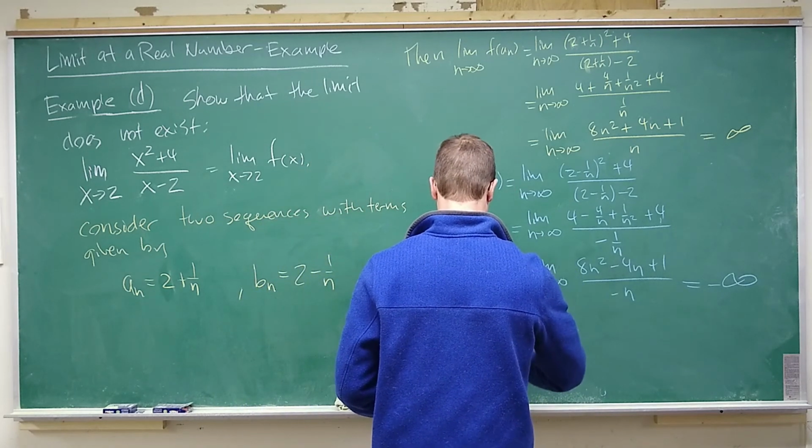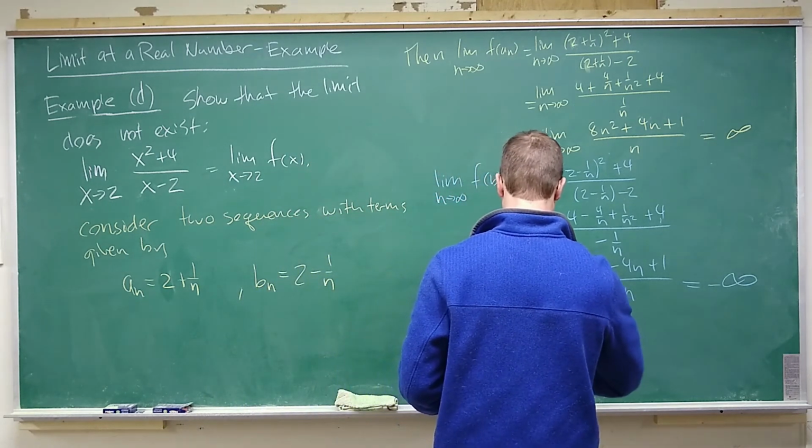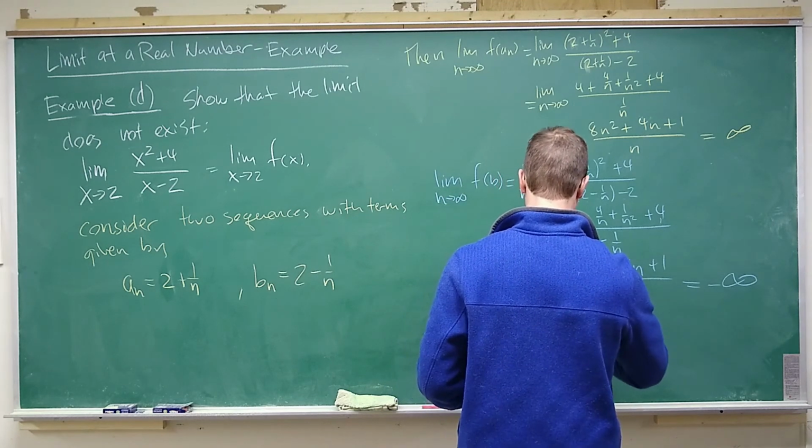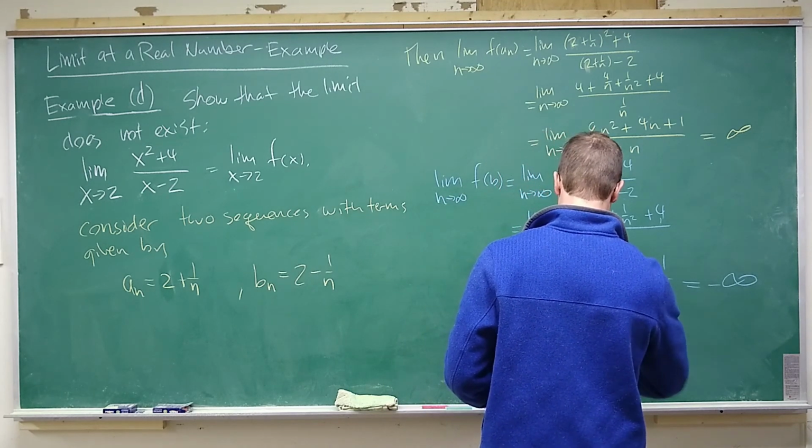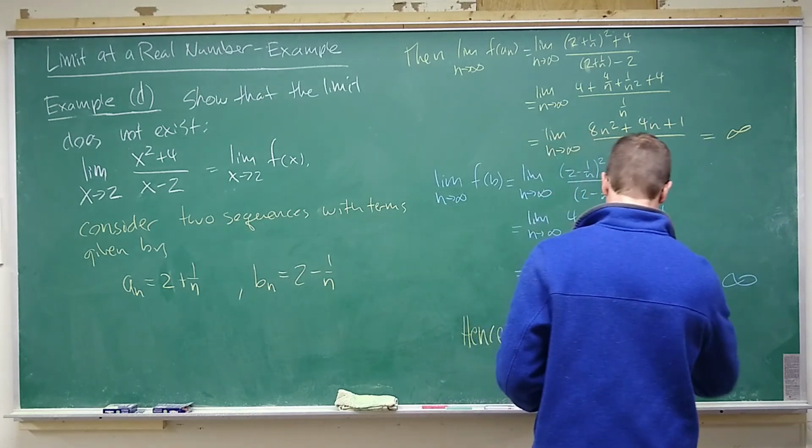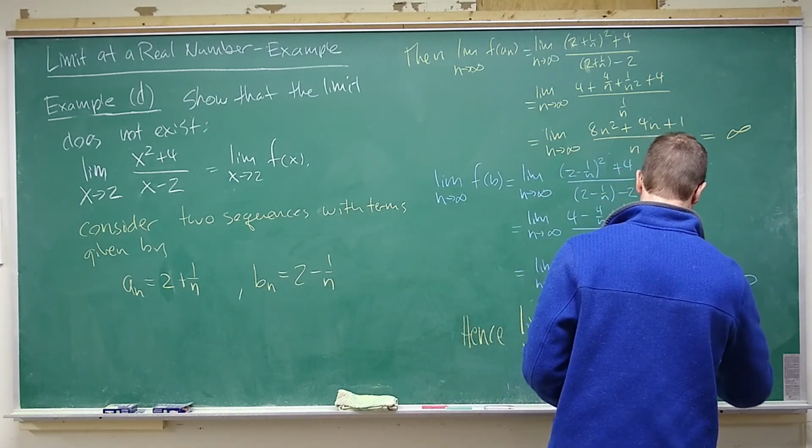Hence, the limit as x approaches 2 of (x squared plus 4) divided by (x minus 2) does not exist.